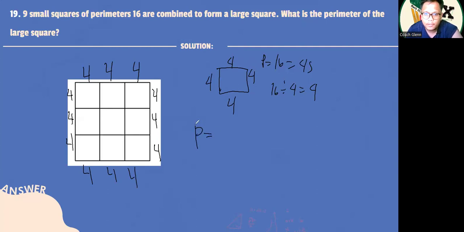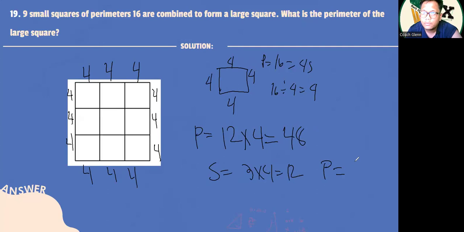To get the perimeter, that's equal to 3, 6, 9, 12. So that's equal to 12 times 4. Okay, so that's equal to 48. Okay, so another way to do it is you solve for the side. So the side is just equal to 3 times 4, which is 12. So the perimeter is equal to 4 times s, which is 4 times 12. So that's also equal to 48. So let's check if we got it right. Yep, that's correct.